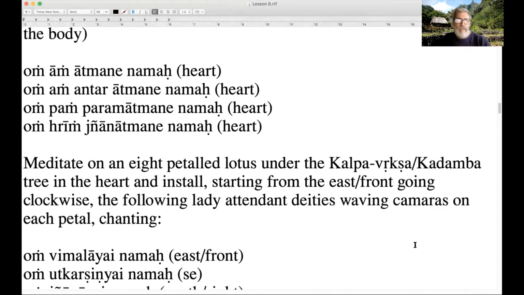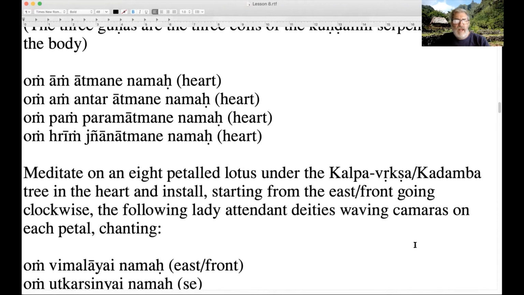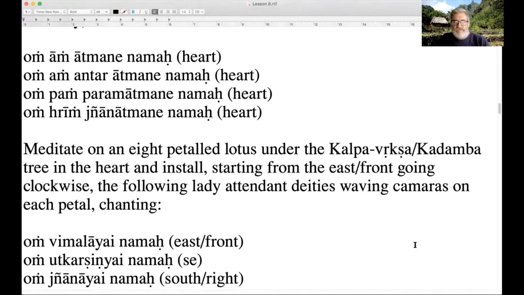Om Am Atmane Namaha, touch the heart. Om Am Antaratmane Namaha, touch the heart. Om Pam Paramatmane Namaha, touch the heart. Om Hreem Jnanatmane Namaha, touch the heart.